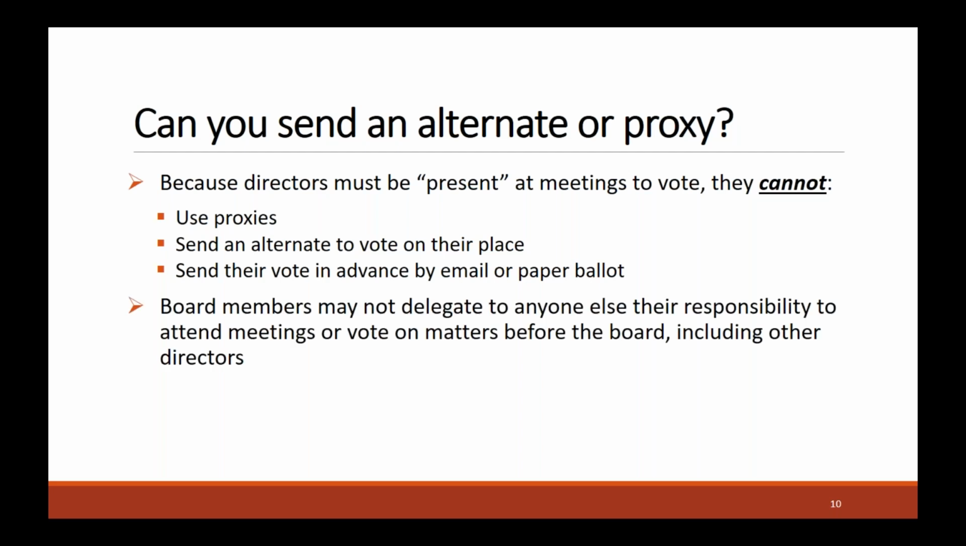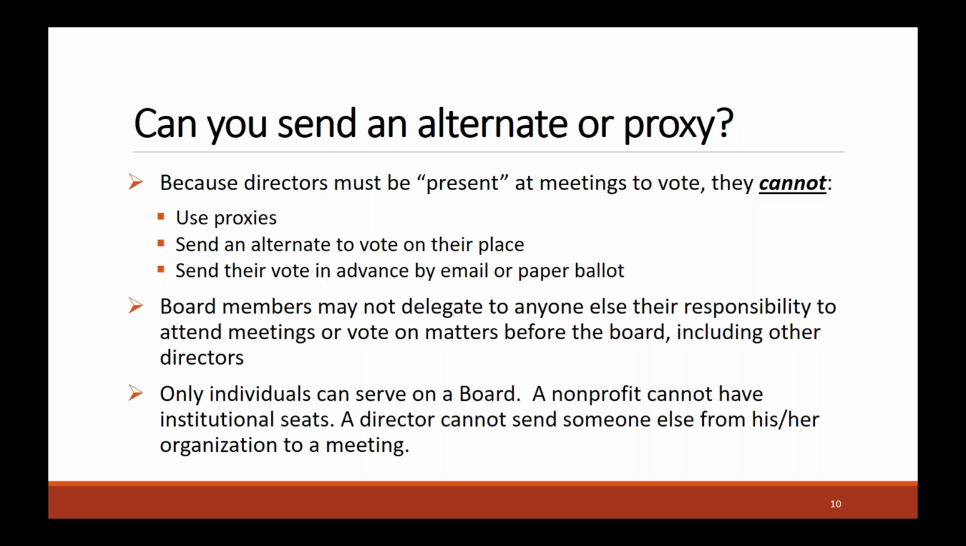Board members may not delegate to anyone else their responsibility to attend meetings or to vote on matters before the board, including other directors. And only individuals can serve on a board. A nonprofit cannot have an institutional seat, and a director cannot send someone else from his or her organization to a meeting in their stead. And this is all derived from the idea that we talked about earlier, that your duties as a director are non-delegable, that they belong to you as an individual.